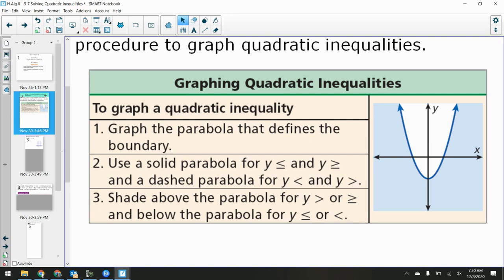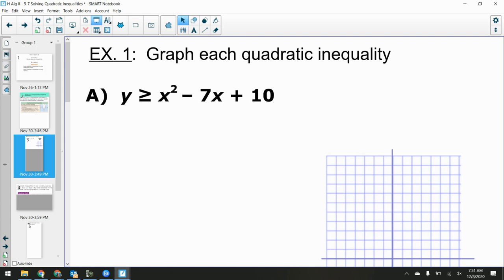Now, instead of doing the whole above or below thing, I don't like the above or below rule here. I like to pick a test point. We did that a little bit, but now it's going to be more important because it's going to be more of an inside-outside thing rather than above or below. So enough of me yapping about it. Let's do it. Graph the quadratic inequality y is greater than or equal to x squared minus 7x plus 10. Let's think back to everything we know how to do to graph. First of all, does this open upward or does this open downward?